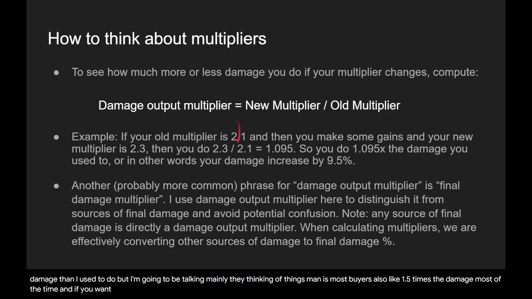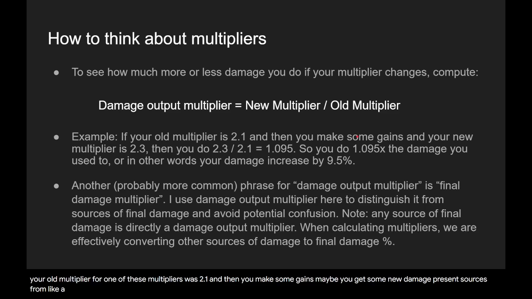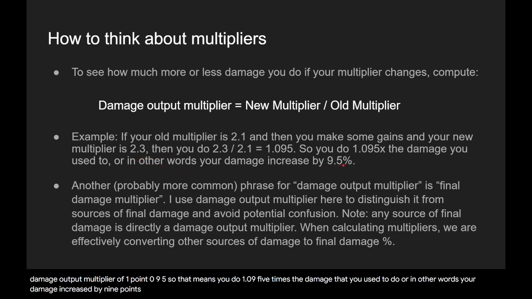If you want an example with maybe slightly more realistic numbers, other than 1.5 times the damage, that's a lot. Let's say your old multiplier for one of these multipliers was 2.1, and then you make some gains. Maybe you get some new damage percent sources from like a new familiar or something, and your new multiplier becomes 2.3. Then you do 2.3 divided by 2.1, and you get this damage output multiplier of 1.095. So that means you do 1.095 times the damage that you used to do, or in other words, your damage increased by 9.5%.